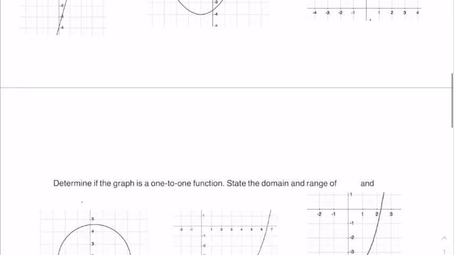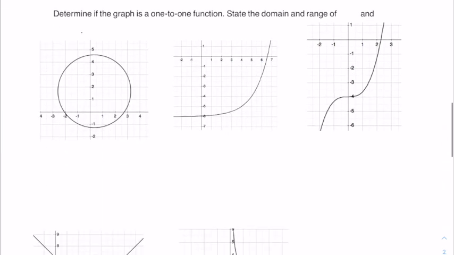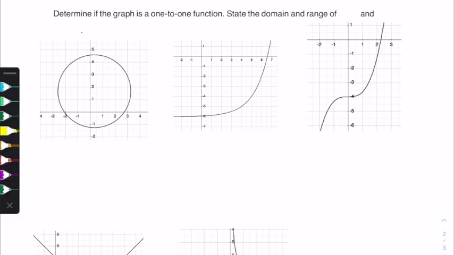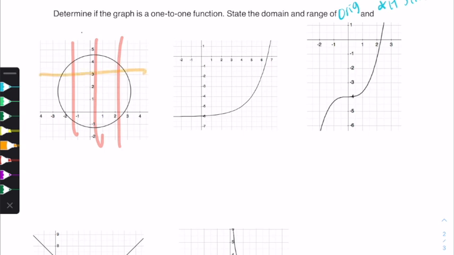So let's go to these examples. Determine if it's one-to-one and state the domain and range of the original and the inverse. Okay, so here, if we check our lines, this fails the vertical. It also fails the horizontal. So this is for sure not one-to-one. We can still say what the domain of the original is and the range of the original, and then we can say what the domain and range of the inverse are.